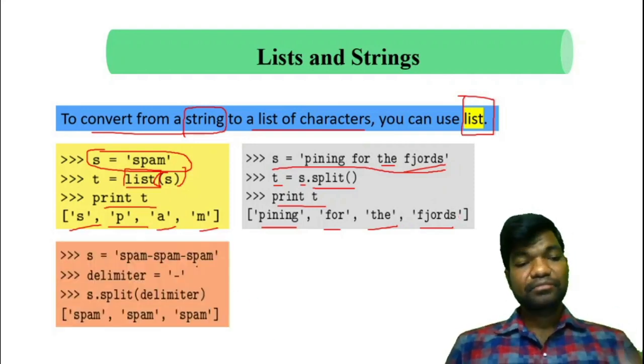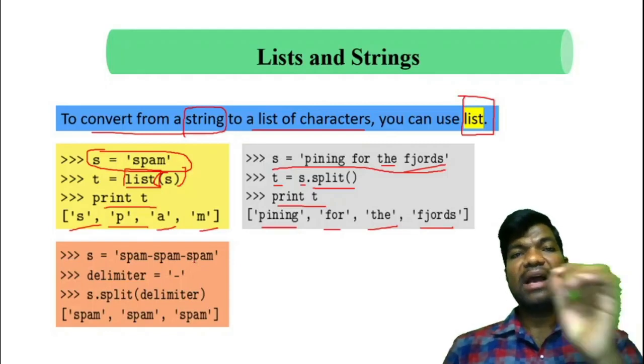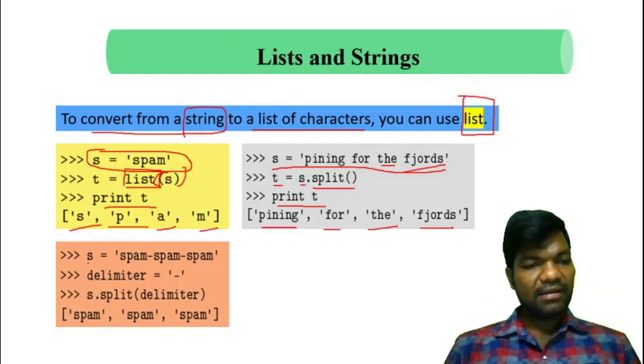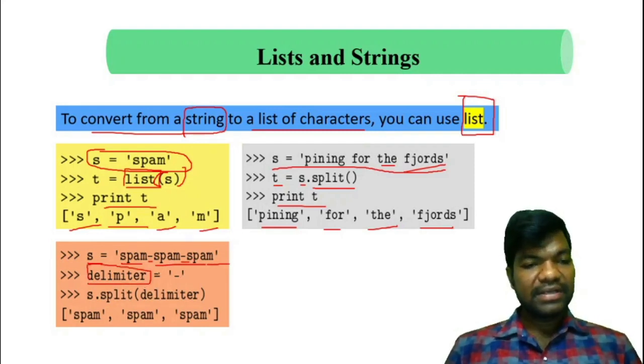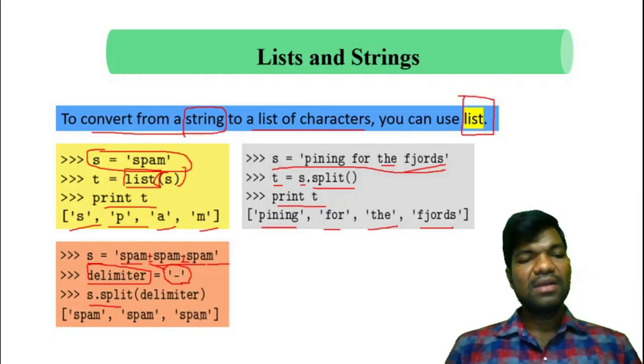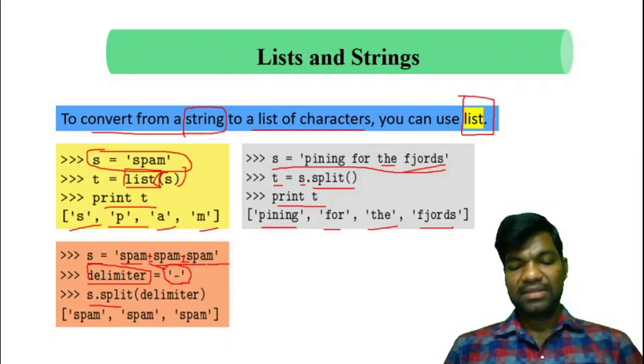The next one is splitting by using any other character. Here s is spam-spam-spam, with a hyphen in between, and by using that I am separating. This is called the delimiter. This hyphen is assigned to the delimiter variable. Now s dot split based on the delimiter. The hyphen is removed, so we get spam, spam, spam. This is another method.